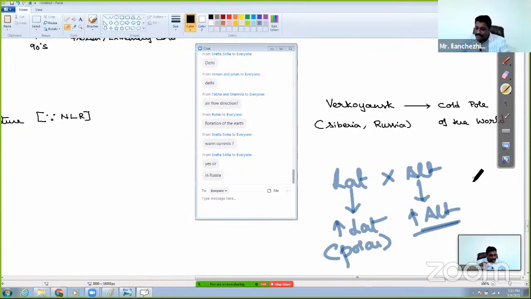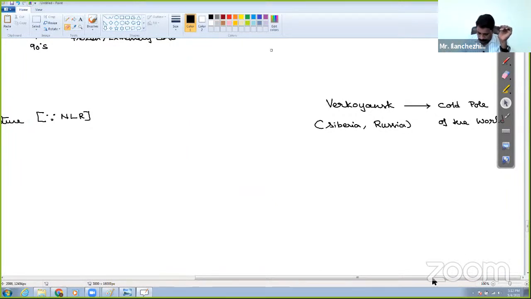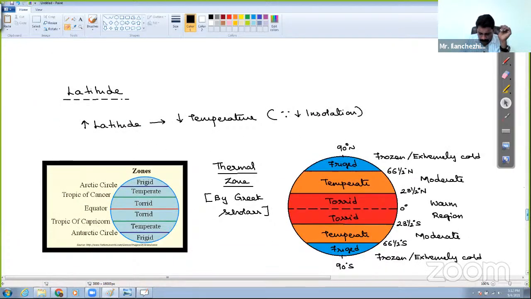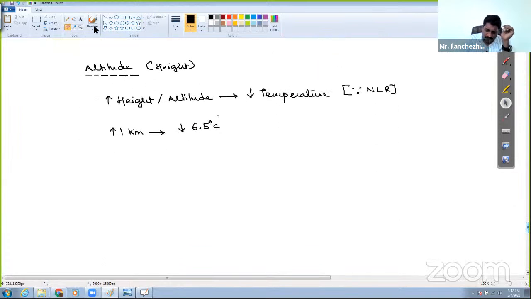Okay. So that's the reason I always say you should take the combination of altitude and latitude together. So don't consider only one factor. Okay, right, my friend. So two very important factors we have just taken. Latitude we have taken, and altitude also we have taken.